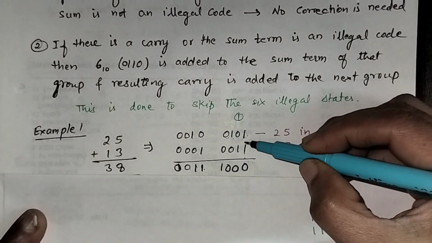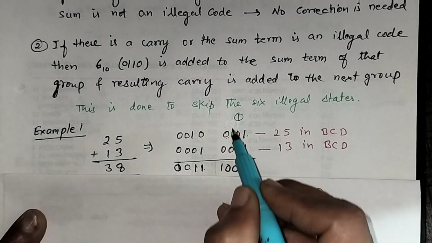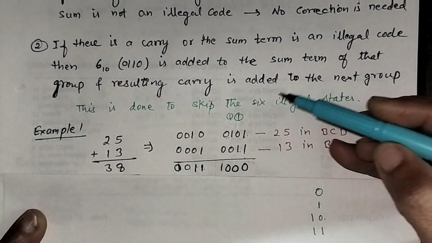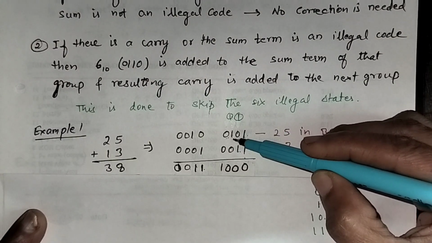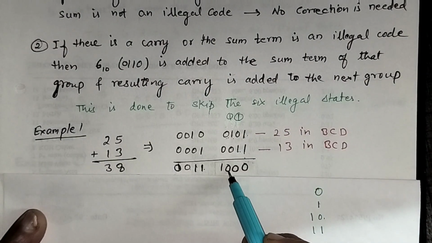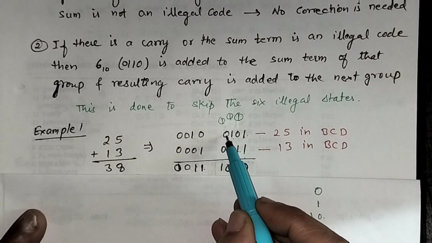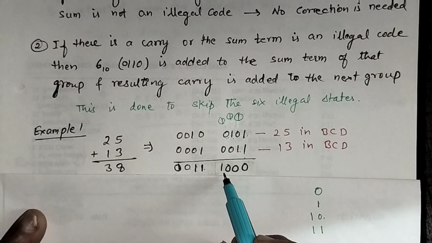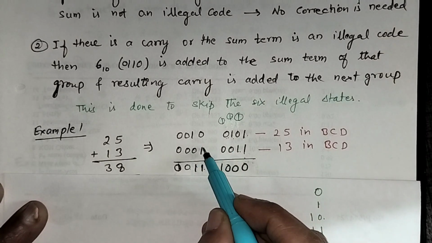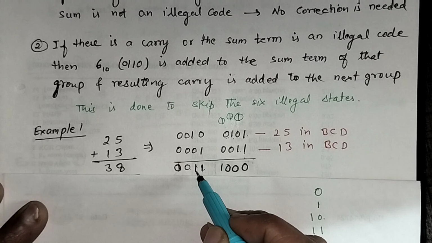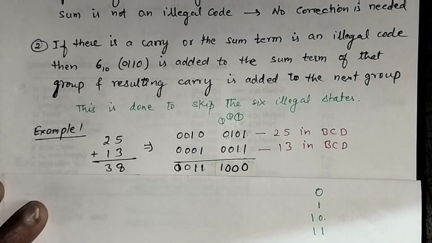Now this 1 will be added to this 1, again we get 10. So 0 will be here and 1 will be carried forward. Now we will add this 1 and this 1 plus this 0, so we get 10. So 0 will be here and 1 will be carried forward, and this 1 will be added to this 0 and we will get 1 here. Similarly we will add this also: 0 plus 1 is 1, 1 plus 0 is 1, and 0 plus 0 is 0. So this will be the code.